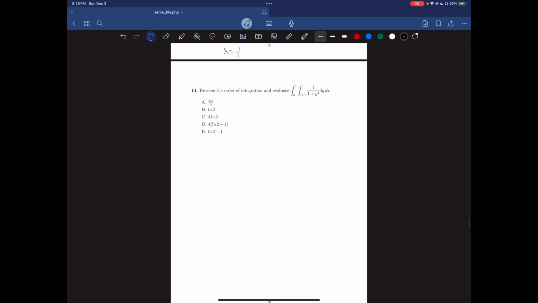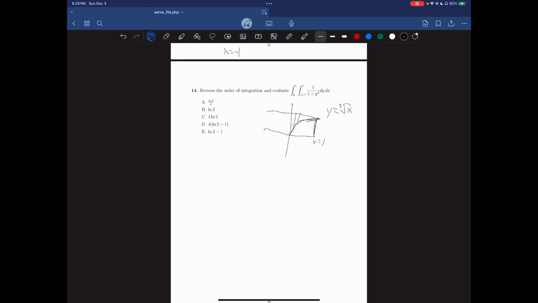Number 14, reverse the order of integration and evaluate the integral from 0 to 1, x to the cube root of x... wait, rather, from x, cube root of x, to 1, 1 over 1 plus y to the 4th dy dx. Alright, so I was drawing out the bounds. We're going y equals third root of x to y equals 1. Third root of x is something like this, and y equals 1 is also something like this. Make it a little more nice. Okay, and x 0 to 1, of course.